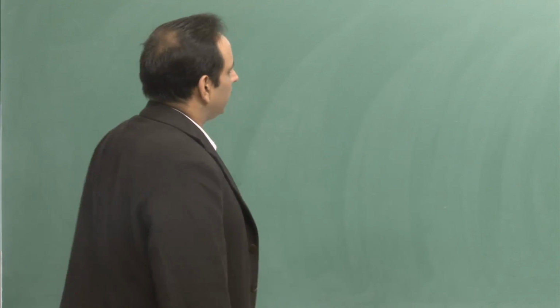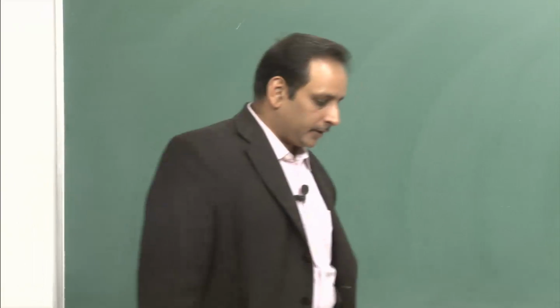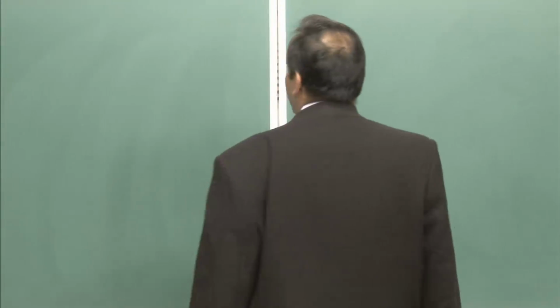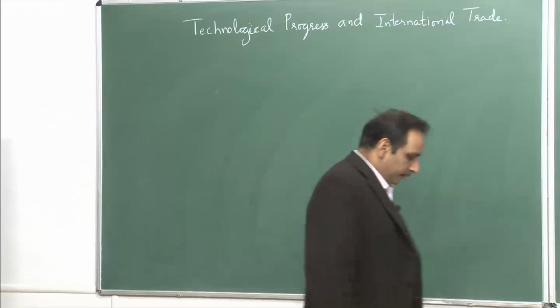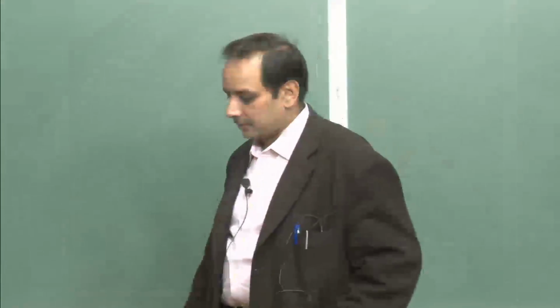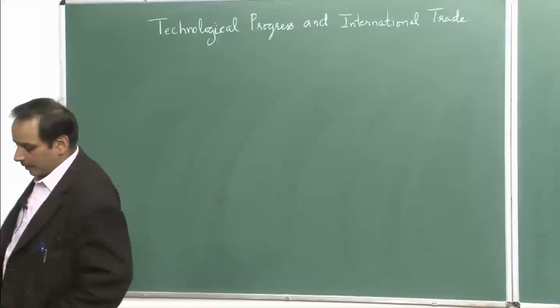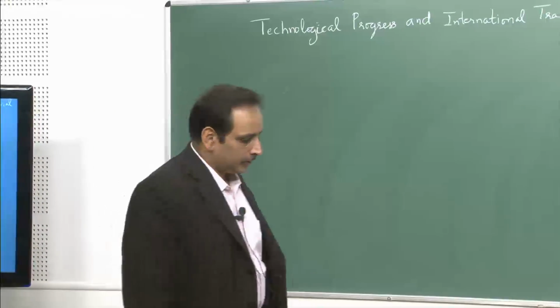Afternoon. Today we are going to talk about technological progress and its relation with international trade. Technological progress is defined here as a phenomenon wherein the firm uses less amount of labor and capital to produce the same level of output.